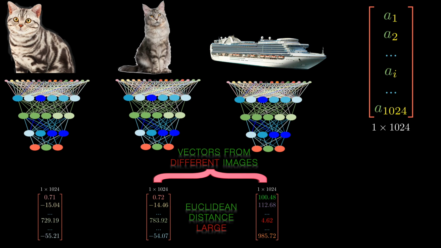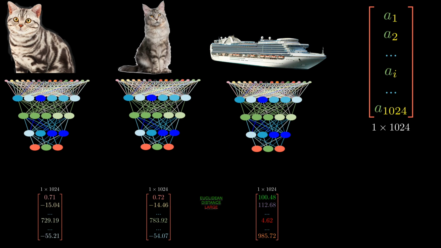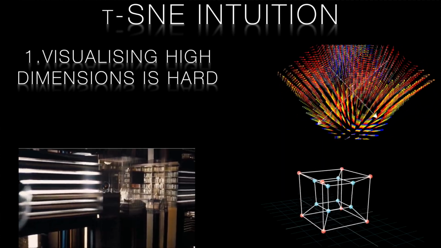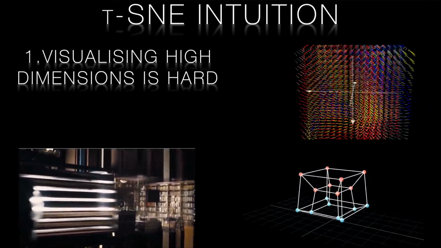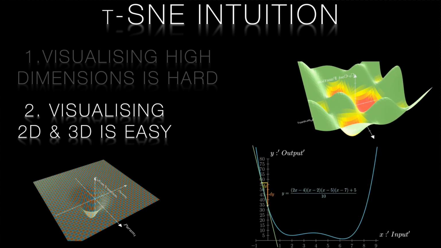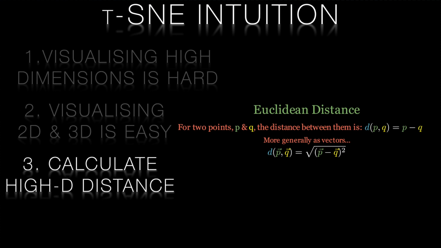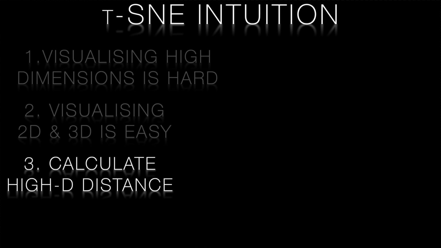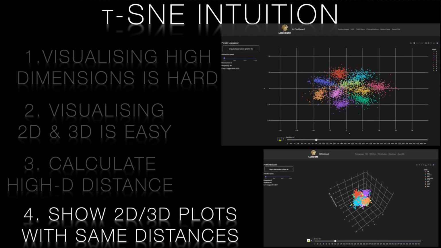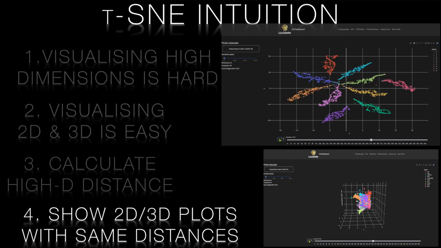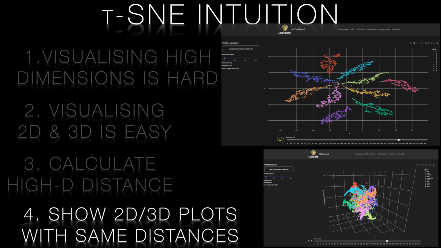The clever thing that van der Maaten and Hinton proposed in 2008 with TSNE was, we can't perceive things in high dimensions, so let's not try, but we can see things in 2 and 3D really clearly, so let's focus there. We know there's a simple way to calculate the distance between points in very high dimensions, the Euclidean distance. So let's show a plot in 2D or 3D that preserves the distances between the points. That way, we can see points that are clustered together.